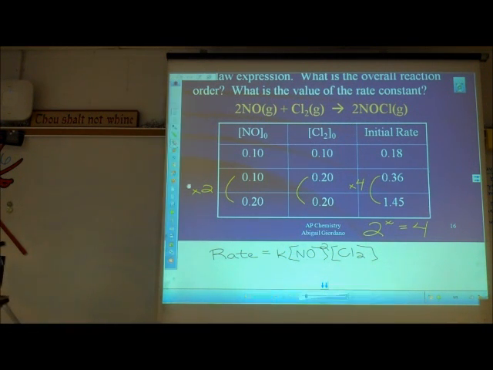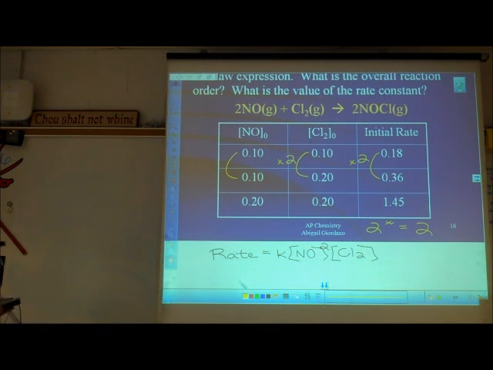Let's move on to the other reactant. That would be chlorine. Which two lines should we compare where chlorine changes but nitrogen monoxide remains constant? Okay, sounds good. Chlorine is changing. What's it being multiplied by? 2. The other reactant is remaining constant. What's happening to the rate? Also being doubled. So what's my exponent? 1.